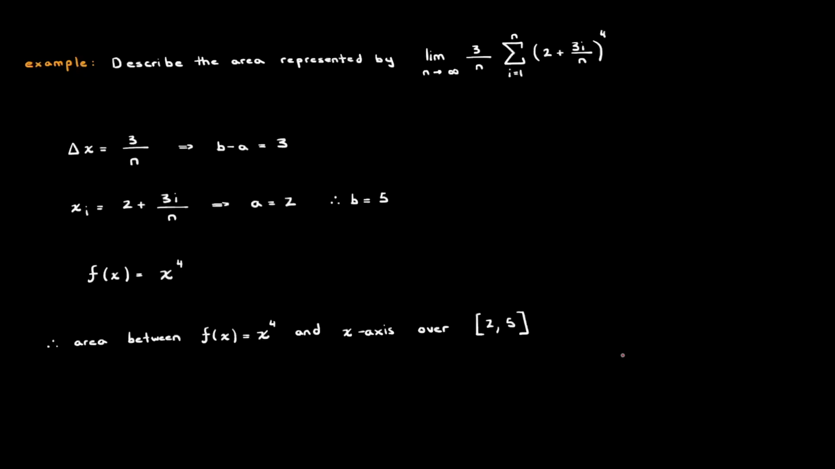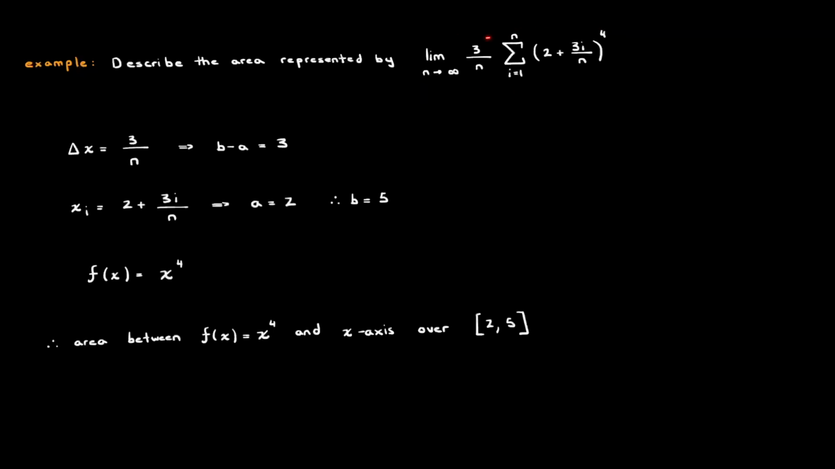Great, and let's take a look at one last problem. Here we're asked to describe the area represented by this limit. So in previous questions, we were trying to build this limit and then simplify and evaluate it. But now we have to reverse engineer and pick out what our interval is, what our delta x is, what our function is, and just describe the area that is represented by this limit.